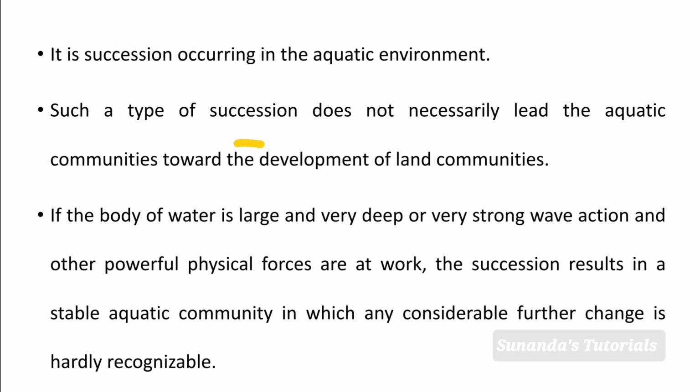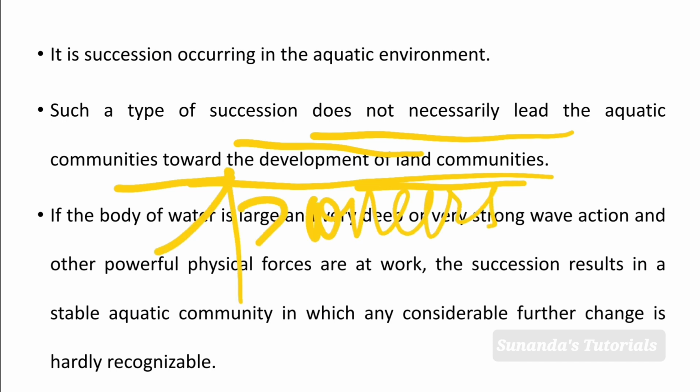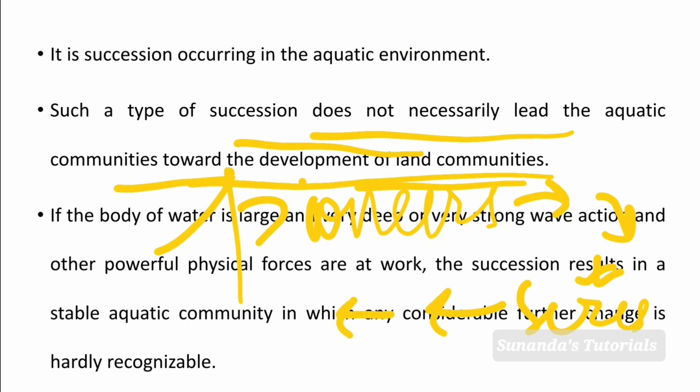Such type of succession does not necessarily lead to aquatic communities towards the development of land communities. That means in my previous video about the succession, I have discussed that in the process of succession, generally the first community that appears on a bare land is known as pioneers, and the successive stages are known as seres, and the final stable community is the climax community.